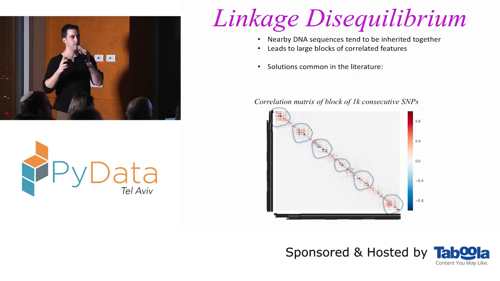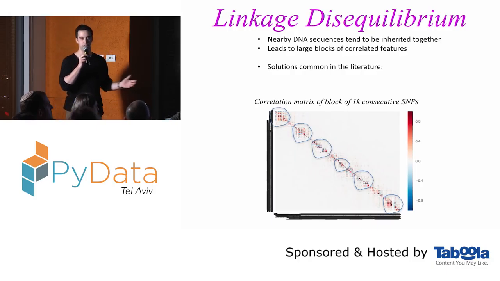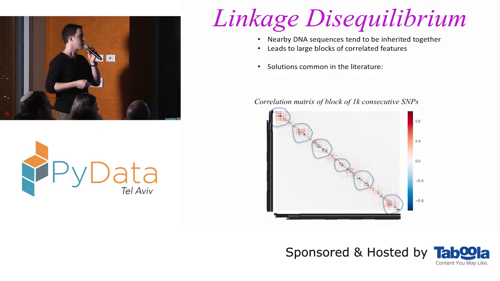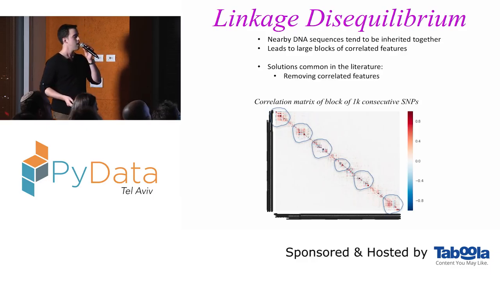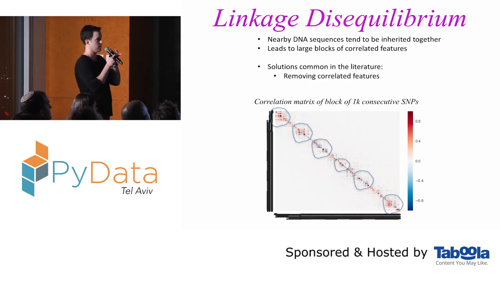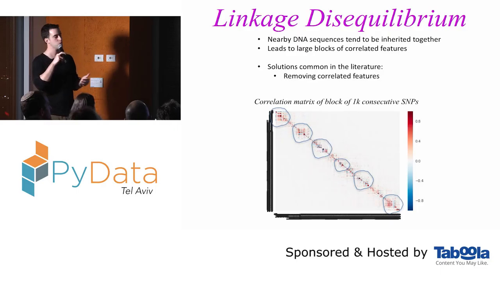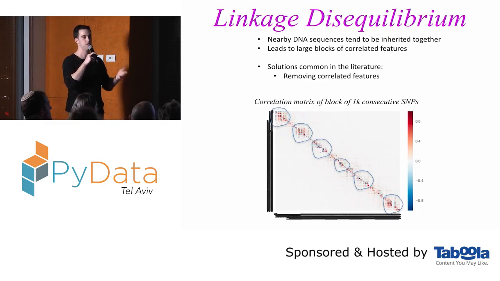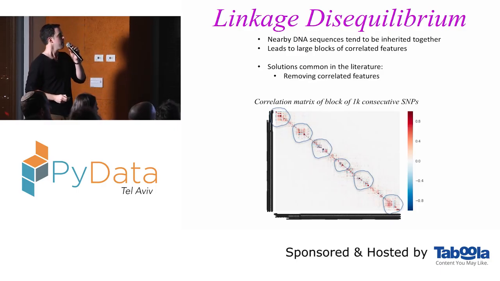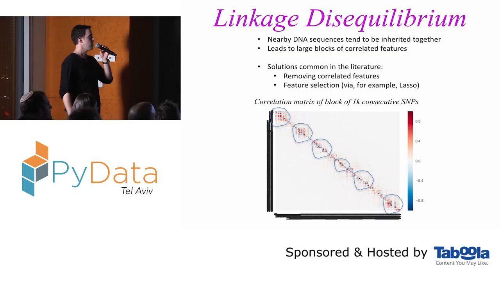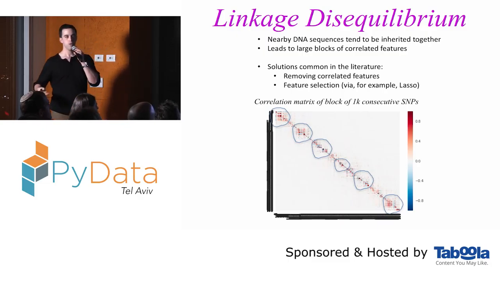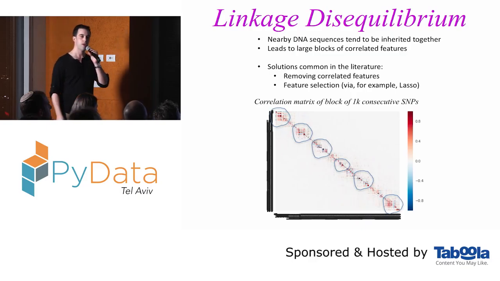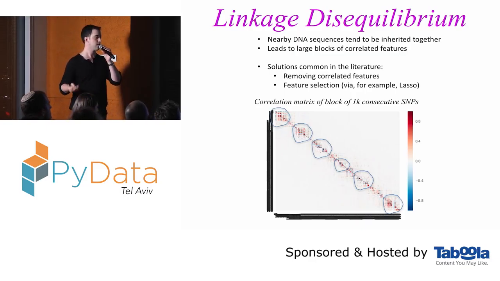I think LD is, in my opinion, the most distinctive feature in genetic data, and it's important to understand. Some common solutions in the literature for how to deal with it: one is just removing correlated features. You can go in blocks, and once you see something which is not in correlation to the previous ones, you include that in your feature set. Another, done more recently, is using lasso against a specific target function to sparsify your data in a supervised way.